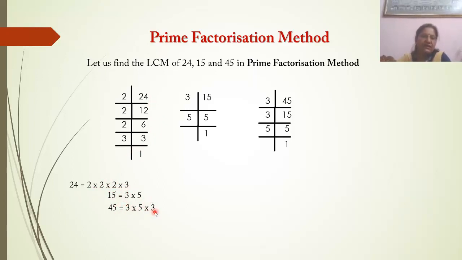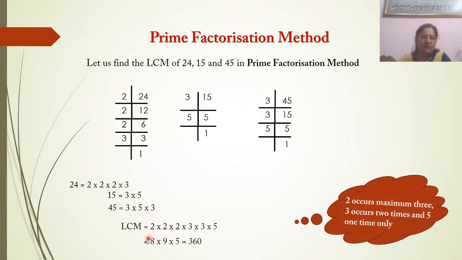We will see that 3 is common in 24, 15 and 45, so we will take it only once. And 5 is common between 15 and 45, so we will take it only once. And the rest of the factors left are 2, 2, 2 and 3. So the LCM of 24, 15 and 45 is equal to 360.